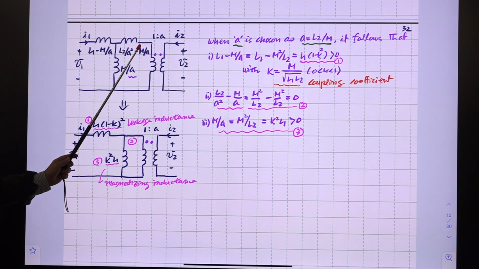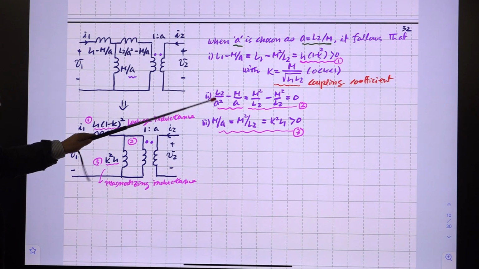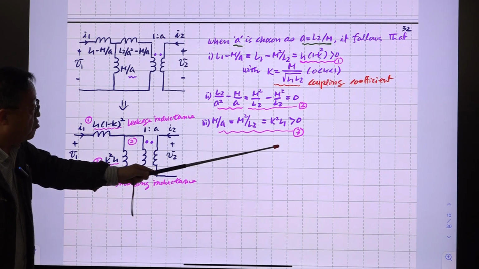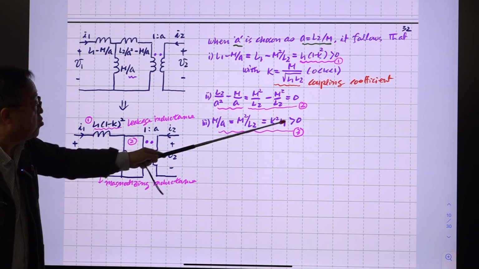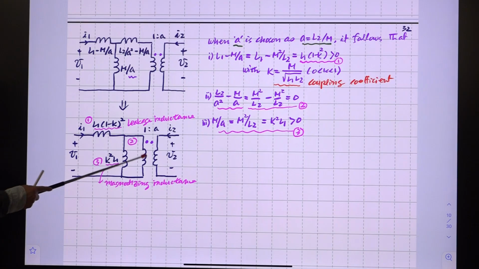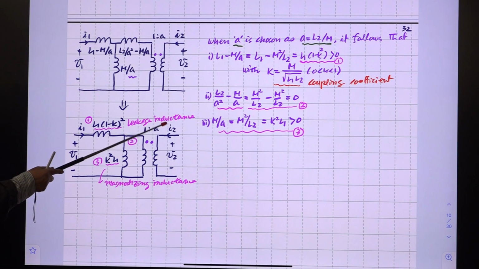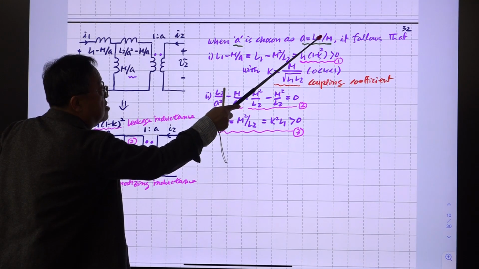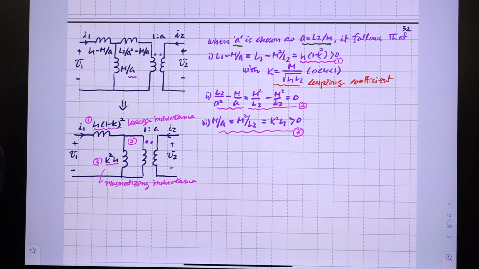Okay, so you eliminate this one, and this one becomes this, and this is always positive. So you have something squared here. This is always positive. So then you have this, and this. Okay, so this A is selected like this. L2 divided by N. This number is different from unity. Okay, you can see that from the expression. So you have this model.